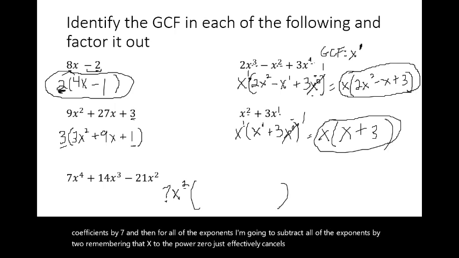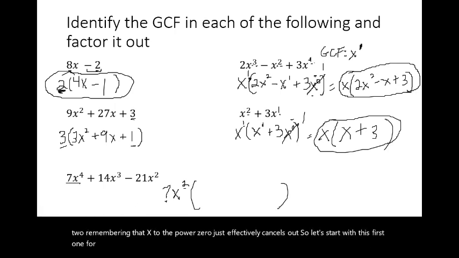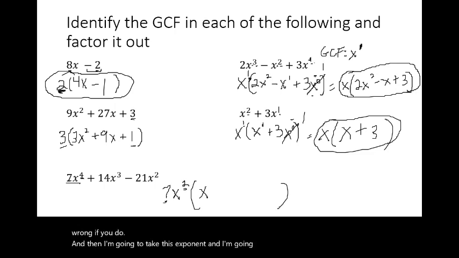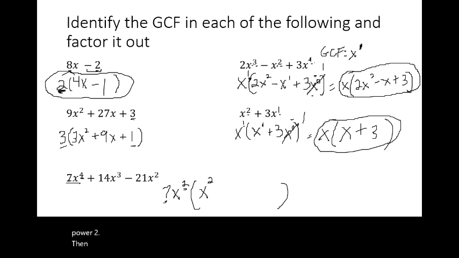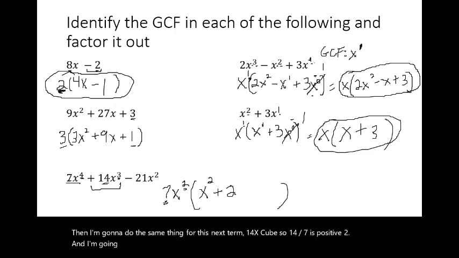So let's start with this first one for the 7x to the fourth. Well, 7 divided by 7 is 1, which you don't need to write in front. It's not wrong if you do. And then I'm going to take this exponent and subtract it by 2. So 4 minus 2 is x to the power 2. Then I'm going to do the same thing for this next term, 14x cubed. So 14 divided by 7 is positive 2. And I'm going to subtract this exponent by 2. So 3 minus 2 is x to the power 1.